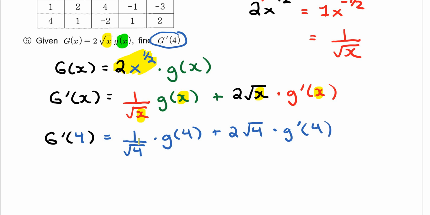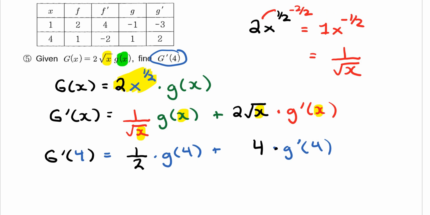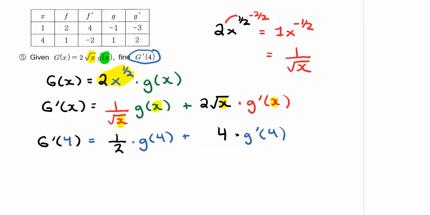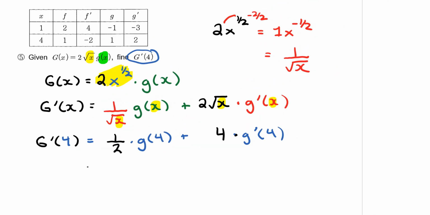Okay, and then this part right here, 1 over root 4, that's going to be 1/2. So let me just erase that and replace that with 1/2. And then root 4 is going to be 2. So 2 times 2 is going to be 4. So I can erase this and just write a 4 times g prime of 4. And then I can go to the table now, right? So let me zoom in here and let's see if I can find the values here. So let's see if we can just finish this off.